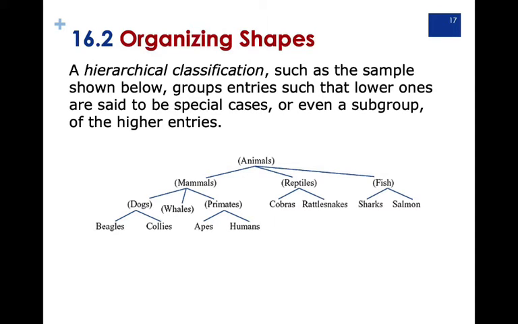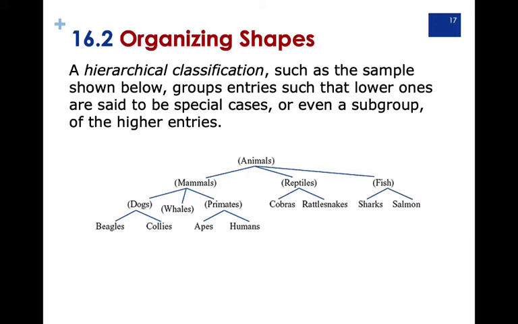Okay, so here we're going to cover section 16.2, organizing shapes. We're going to start looking at a hierarchical classification. For example, we could have animals, and there's different types. You could have mammals, reptiles, or fish. If we examine mammals, we could break that up into groups of dogs, whales, primates. Even further, primates could break down into apes and humans. Dogs could break down into beagles and collies.